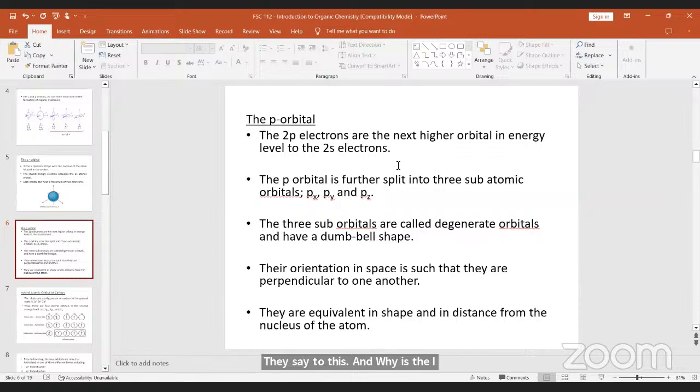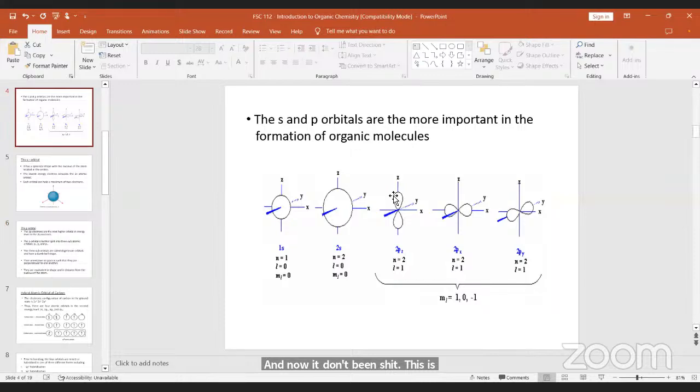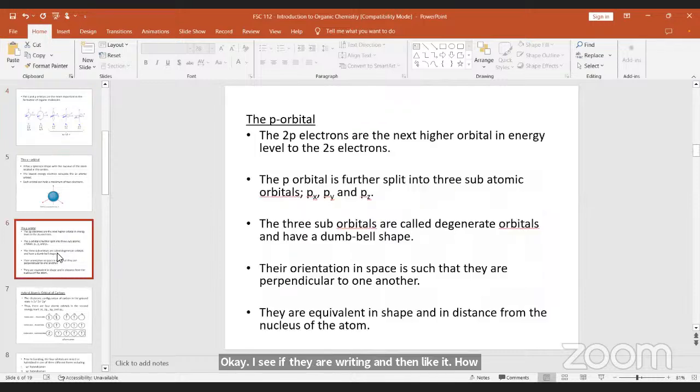So the 3 suborbitals are called degenerate orbitals and have a dumbbell shape. This is a dumbbell shape. Look at the shape here. Whereas the s orbital is spherical, the p orbital is dumbbell, as if you are writing an enlarged 8. So it is dumbbell in shape, and they are all degenerate orbitals, that is the three together.